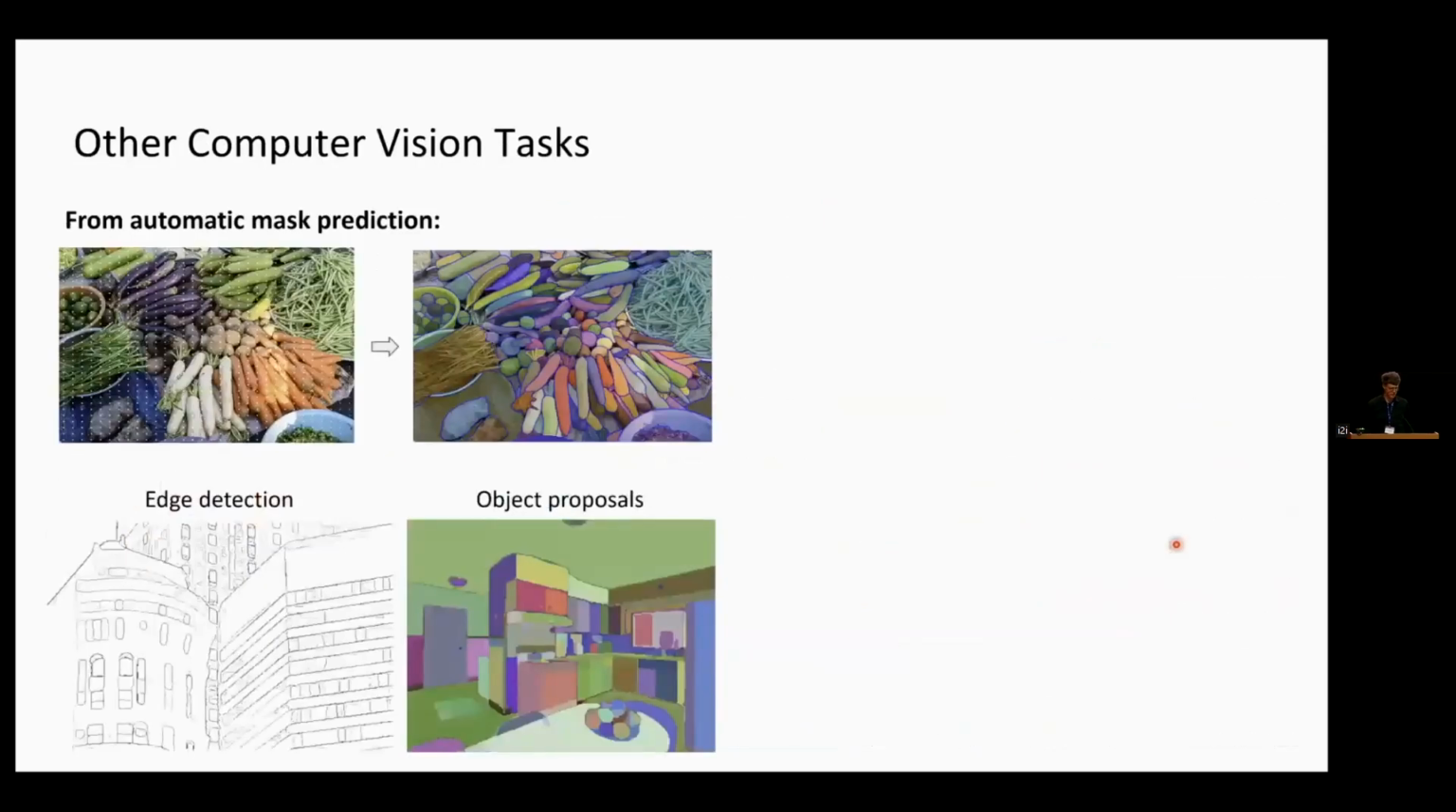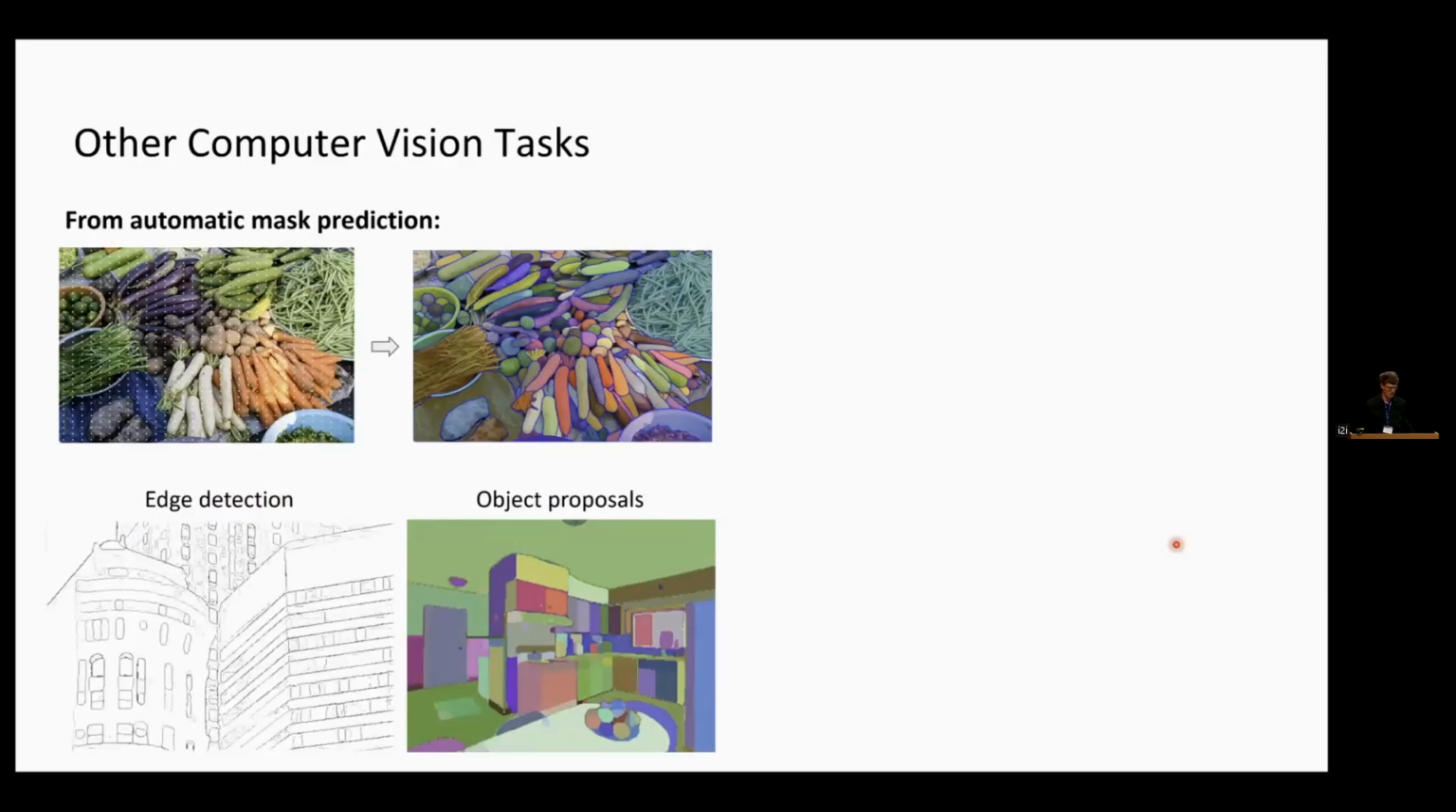For transfer to other computer vision tasks, I don't want to get into every metric on every task because they're all a little different, but I wanted to give a flavor of how you can think about different tasks coming from this model. So from this automatic mask prediction procedure, where you generate a lot of masks via sampling points over an image, you can take all of those masks, convert them to edges, and do edge detection. Or you can take all of those masks and treat each one of them as a proposal for a possible object, and you can measure your recall against the data set. You can see whether you're getting every object in the data set.